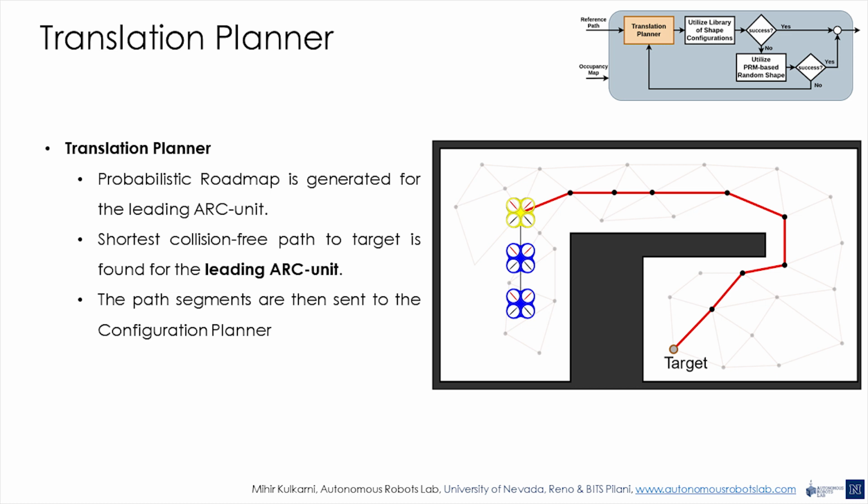The translation planner identifies the shortest collision-free paths to the target position for the leading robot by building a probabilistic roadmap. This path is then used by the configuration planner to determine the shape of the robot that would enable collision-free motion. Before moving on to the detailed presentation of the configuration planner, we will define a few terms.